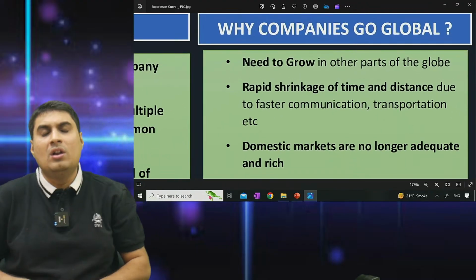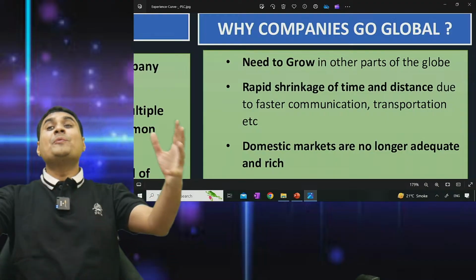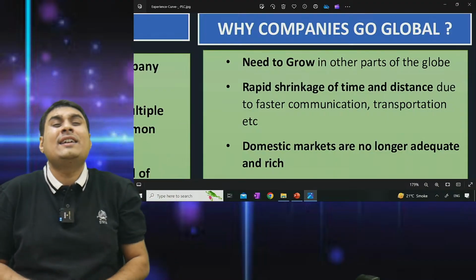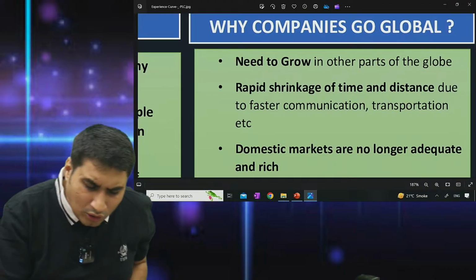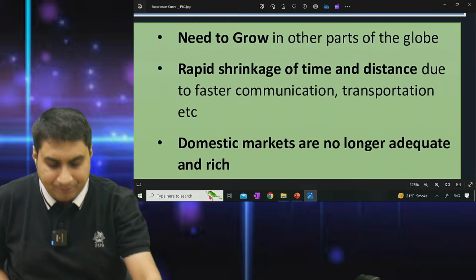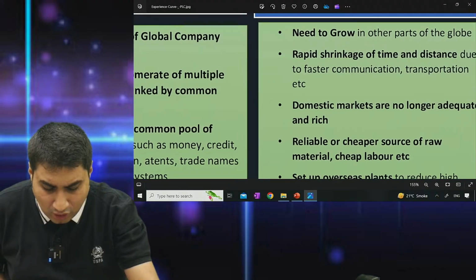Whatever is happening, control. Why do companies go global? Need to grow. Rapid shrinkage of distance and time. Domestic markets are no longer adequate and rich. Reliable or cheaper raw material or labor.